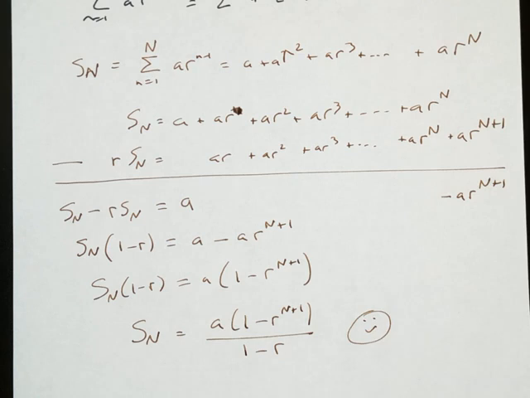I believe that this particular trick is either attributed to Carl Friedrich Gauss or to Leonhard Euler, both mathematicians of the late 1700s. I found an expression for my partial sum.